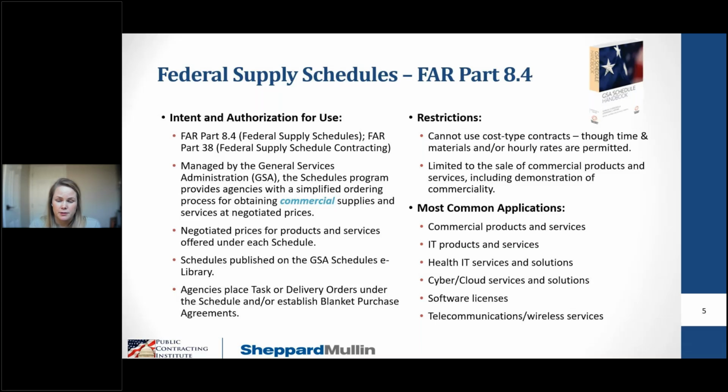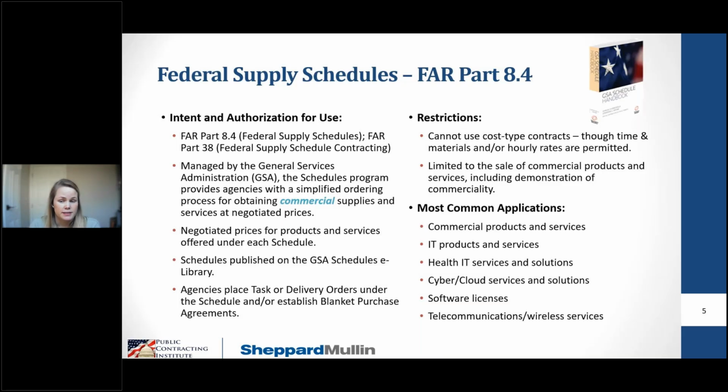The MAS program is broken out into 12 large categories based on the types of products or services, then divided further into subcategories and special item numbers, or SINs. So you'll have IT, software and hardware on one side, and then you might have professional services or office equipment on another side. They're broken out into different categories depending on what you sell to the federal government.